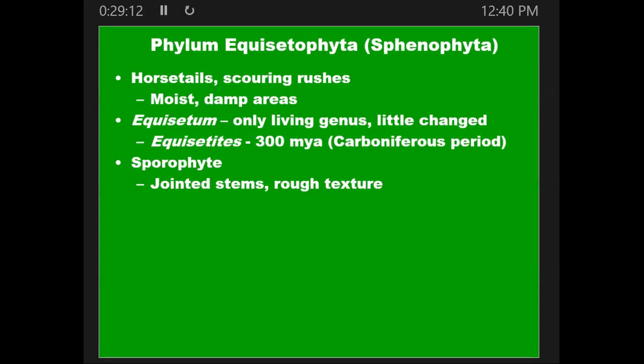So we're going to see that the sporophyte, when you're out hiking around and look at it, has jointed stems, and the stem tissue is very ribbed. It has a very rough texture, and it's rough because it has a lot of silica deposited in the cells that make up the stem area. And that's why they call it scouring rushes, because you can actually use them as an abrasive material. So they're kind of like a scouring pad. People use them when they're out camping and cooking. If they burn their pots and want to clean them off, you can actually use the stem tissue for that.